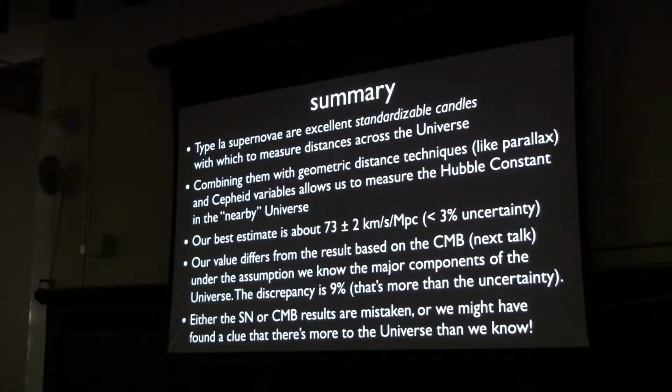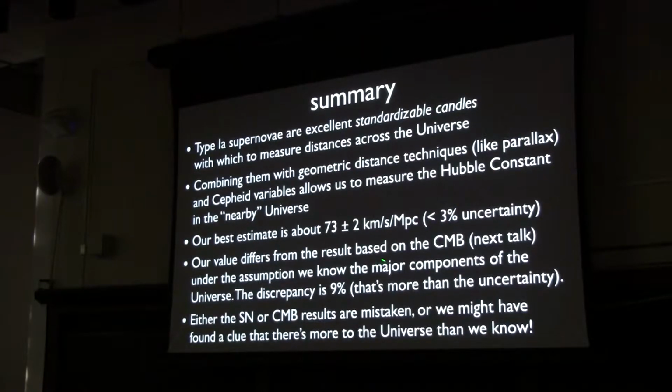All right, so I've probably gone way over time, but let me just summarize. So these type 1a supernovae are excellent standard candles, or we call them standardizable because they're not all the same. We have to make a few corrections. Okay? But we use those to measure distances across the universe. When we combine them with geometric techniques like parallax and Cepheid variables, we can measure the Hubble constant in a nearby universe. And our answer is about 73 plus or minus 2. That's about a 3% uncertainty.